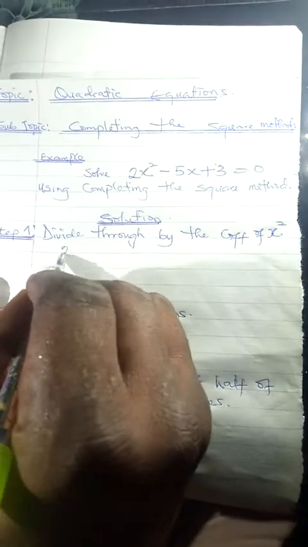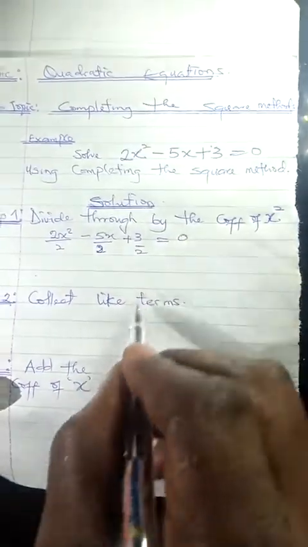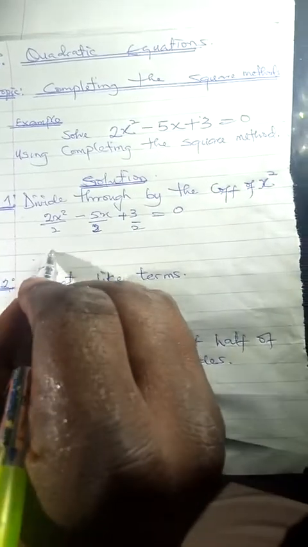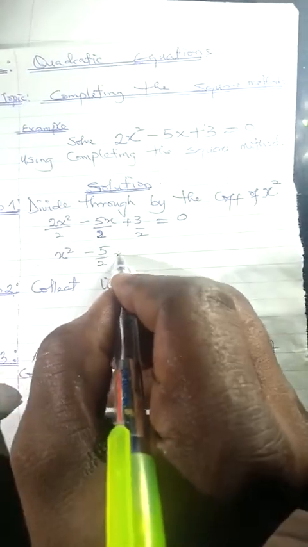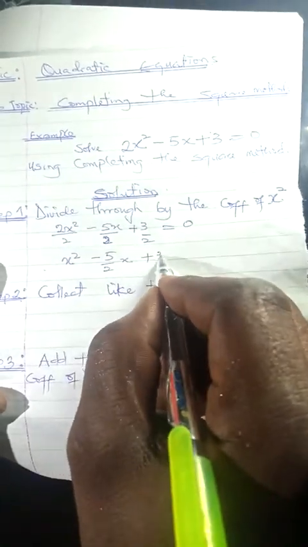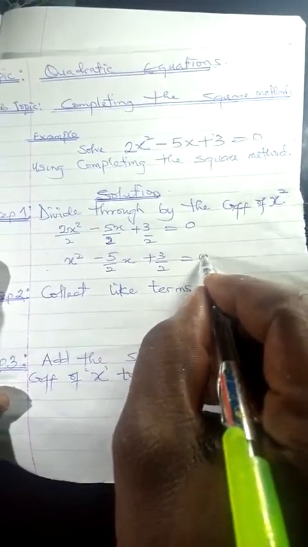That is 2x squared divided by 2, minus 5x over 2, plus 3 over 2 is equal to 0. Now with this we will have x squared minus 5 over 2 x plus 3 over 2 is equal to 0.